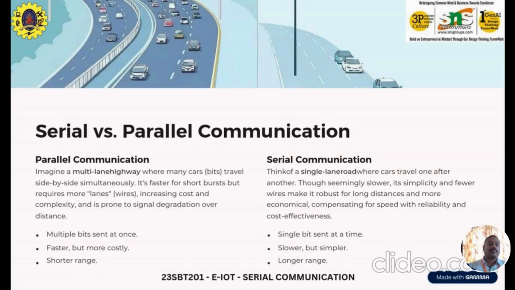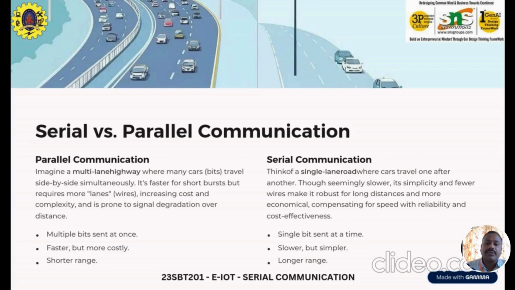So what is parallel communication? What is serial communication? I hope you already know what serial communication is. I will explain now. We focus on parallel communication. Imagine a multi-lane highway where many cars, as an example for bits, travel side by side simultaneously. It's faster for short bursts but requires more lanes, which are wires, increasing cost and complexity, and is prone to signal degradation over distance. So multiple bits are sent at once, faster but more costly. For shorter range communication, parallel communication can be used.